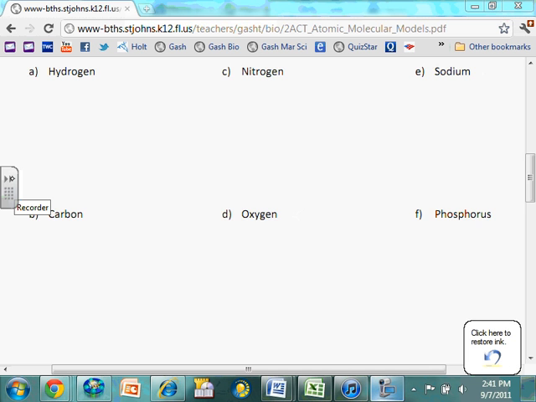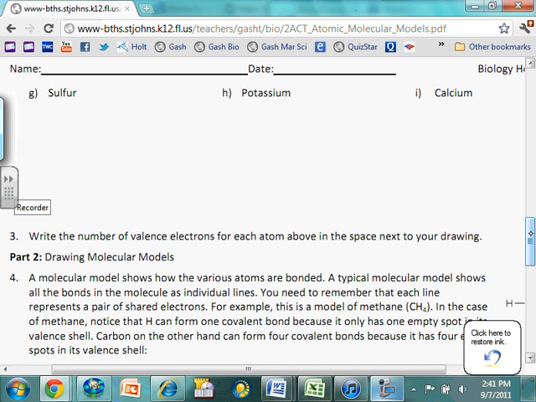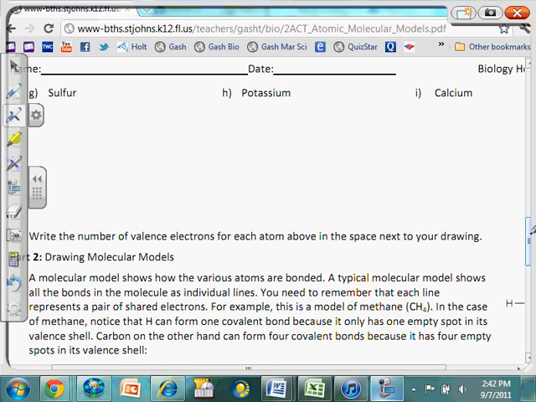Now there's a few more to draw on the next page. So I'm going to clear that, and I'm going to scroll down, and I want to go over just a couple more. All right, and let me reset this so that I can draw again.